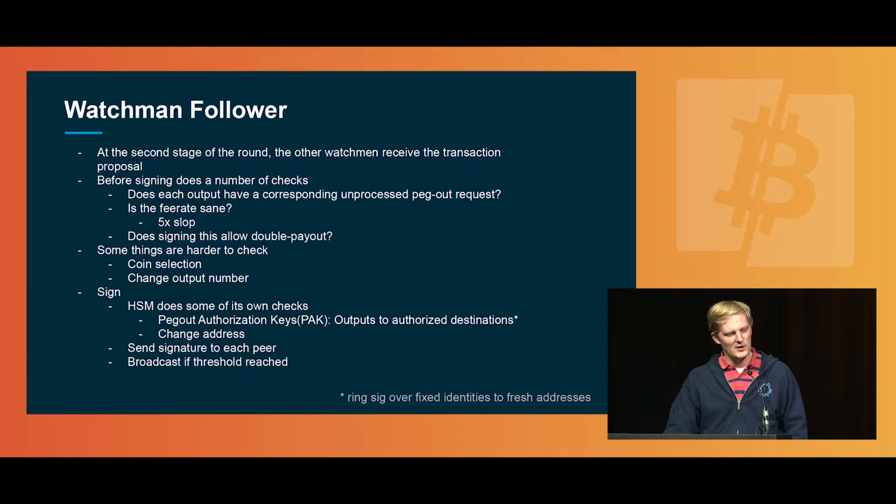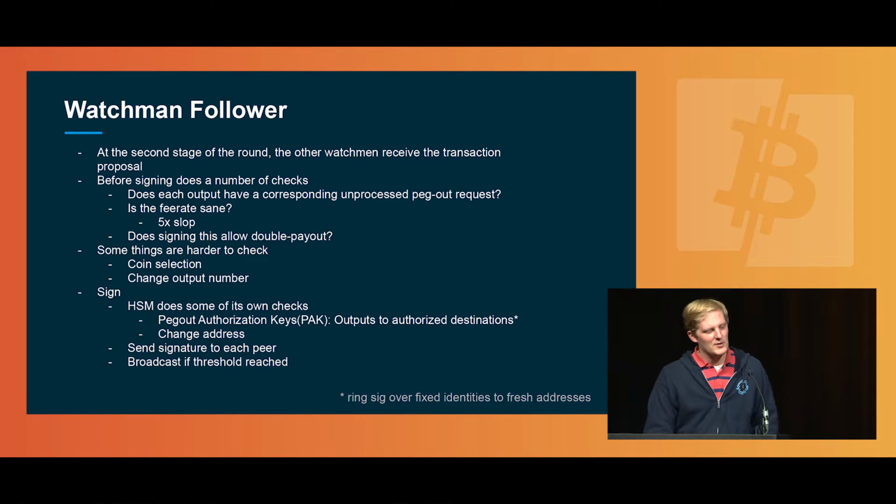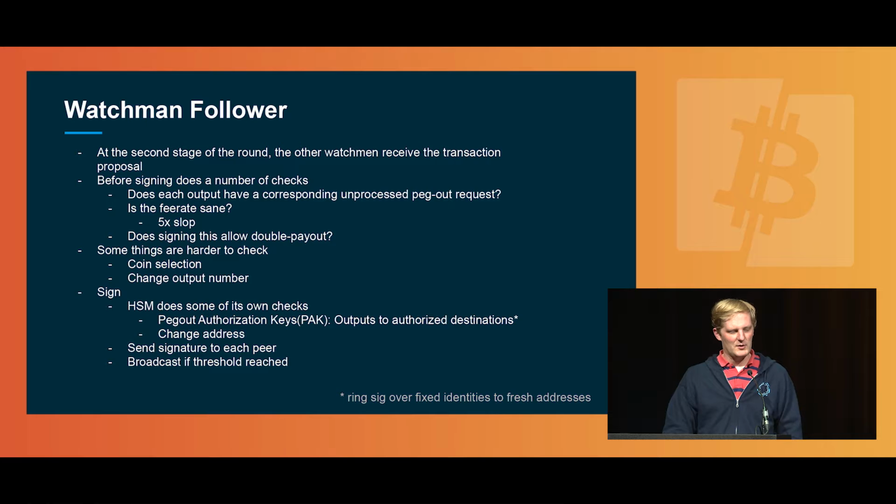So it's this thing called Pegout Authorization Key, which is called PAC for short, just slang. But essentially, it's doing a ring signature over fixed identities to fresh addresses. It's kind of like you're a part of the Federation, so if you run off with all the money, at least we can call you and shake our fist at you. So that's kind of one of the checks we have there. And then outputs either have to be that or the change address, like usual. Then it signs, and then you just broadcast. Once there's a threshold reached, it's sent to the mempool, and all the other members find out about it.